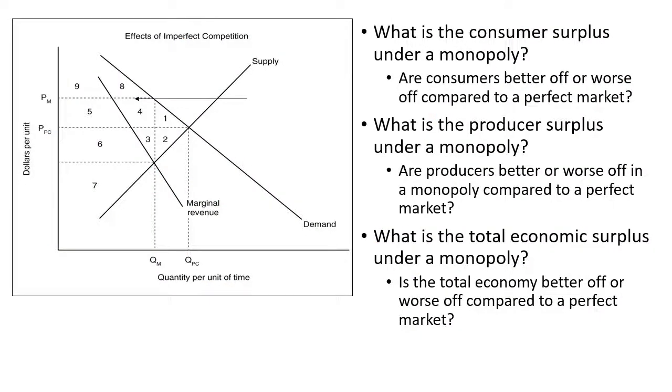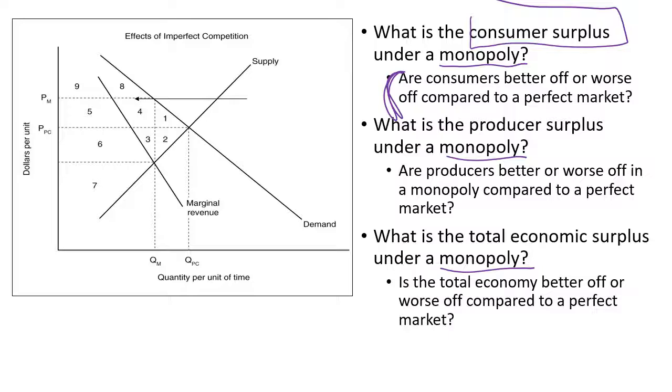So that's what the previous slide shows us: what consumer surplus, producer surplus, and total economic surplus look like under perfect competition. But this chart here, what we're going to look at is what each of those things look like under a monopoly. So we're going to first find what the consumer surplus is under a monopoly, and then we can answer this question that's listed there. So in order to find the consumer surplus under a monopoly, we have to first remember where our equilibrium price and quantities are under these circumstances.